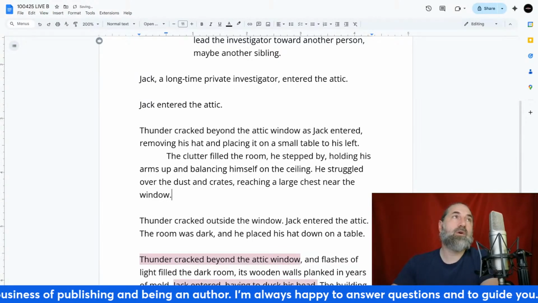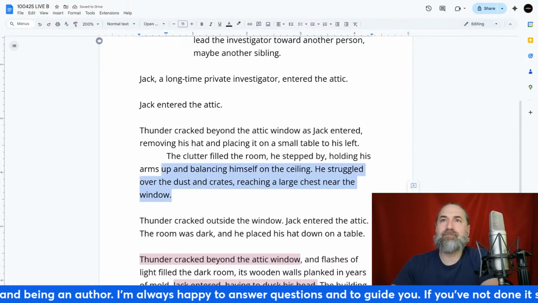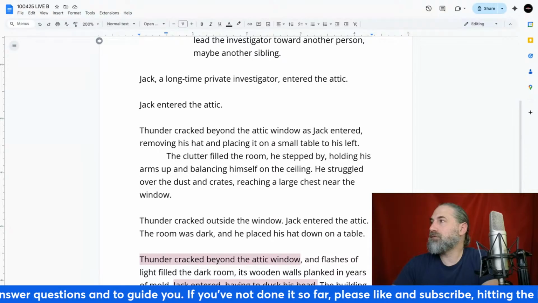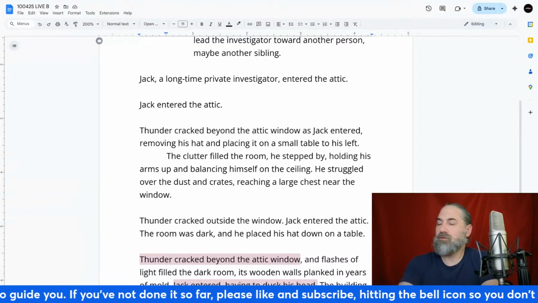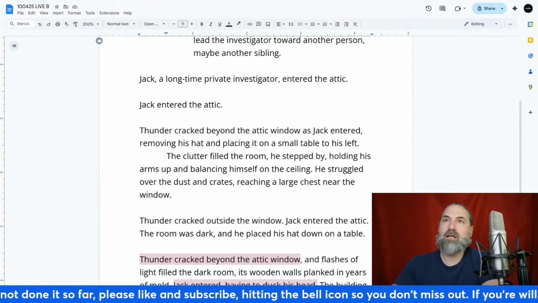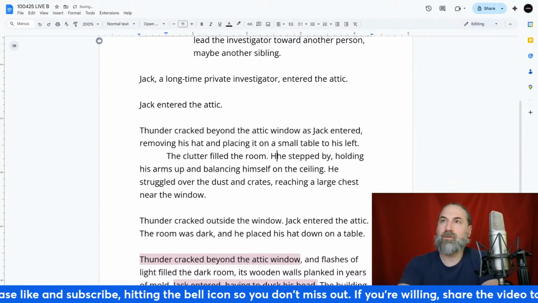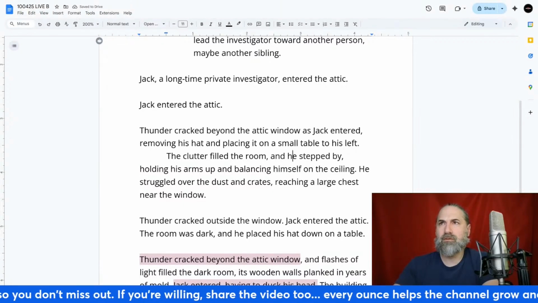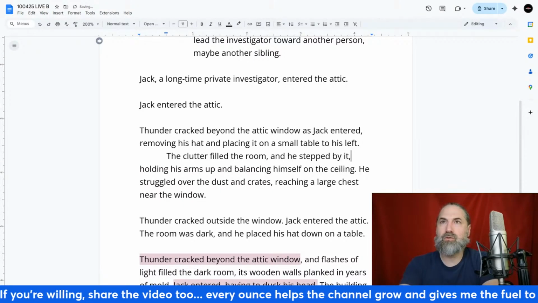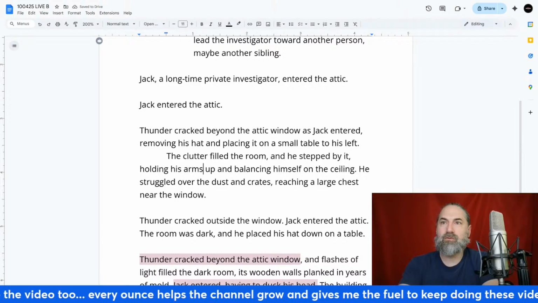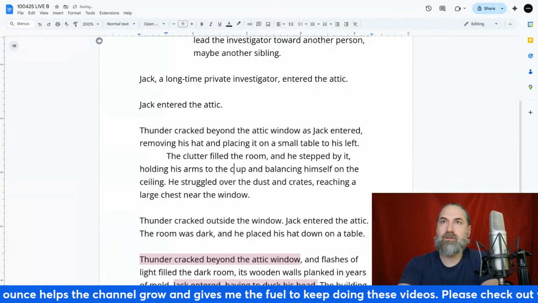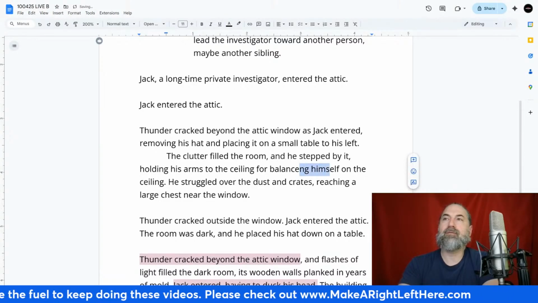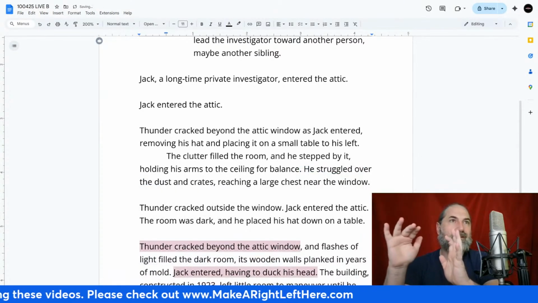Okay, so we've done a couple things here, expanding on it. Of course, my spell check ain't working. What's going on here? All right, yeah, the clutter filled the room. Okay, the clutter filled the room. All right, and he stepped by it, holding his arms to the ceiling for balance. I think that's better. Again, I'm just writing this off the cuff, so this is obviously a first draft.